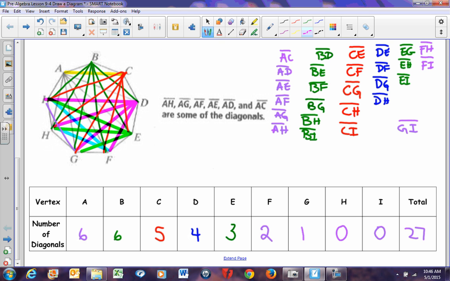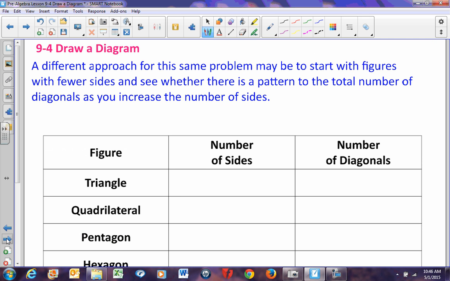Now, goodness gracious, I wouldn't want to always have to draw a diagram like this. So maybe there's another way we can look at this. Okay? This diagram is helpful, and it worked. It took a while. But could you imagine trying to find out how many diagonals we could draw from a 102-sided figure? That could take us a very long time. So we might want to look at a different approach to the same problem. A different approach might be to start with figures with fewer sides and see if there's a pattern.